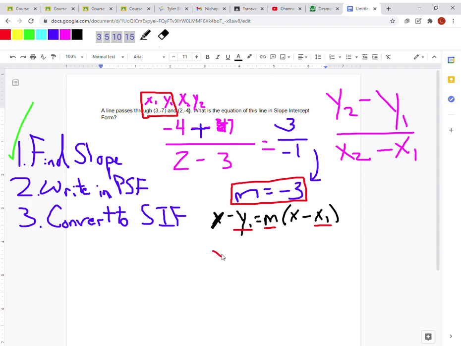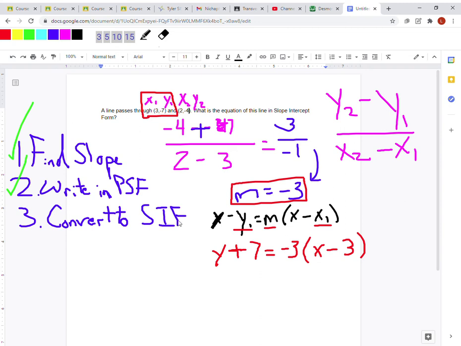So y minus y1, I see y1 is -7, so minus -7, I'm going to consider minus a negative just to be plus, so that's how I'm going to write it. I think it'll be a little bit easier for us. Equals m, or -3, times x minus x1, which I see is 3. Okay, step 2 down. I wrote it in point-slope form. Now finally, I want to go ahead and convert that to slope-intercept form.